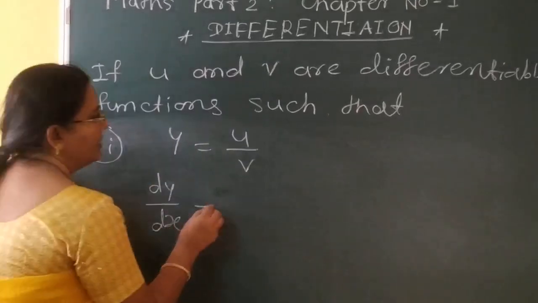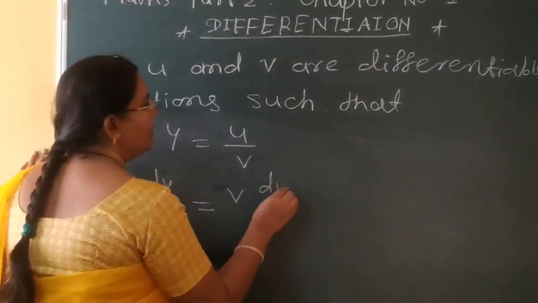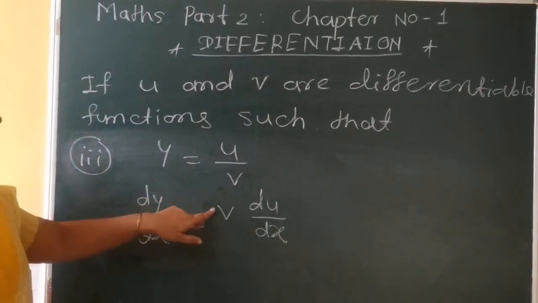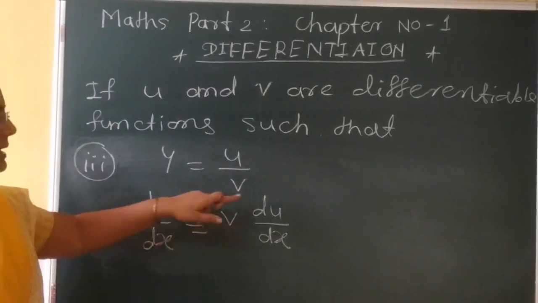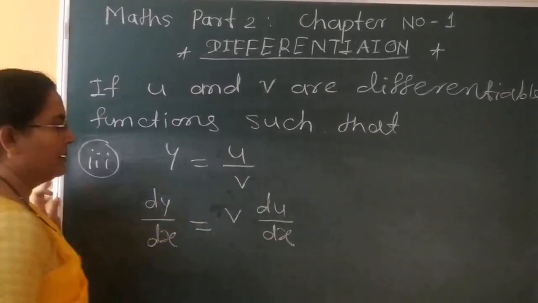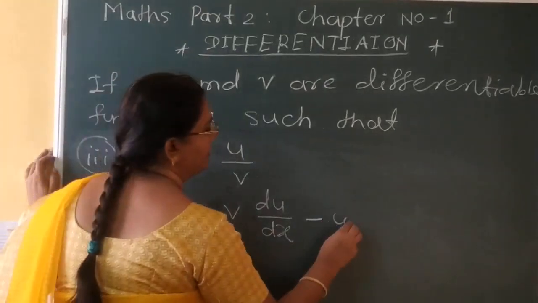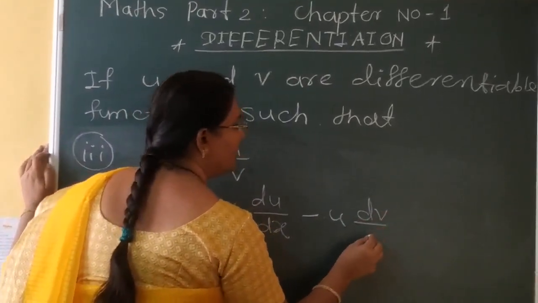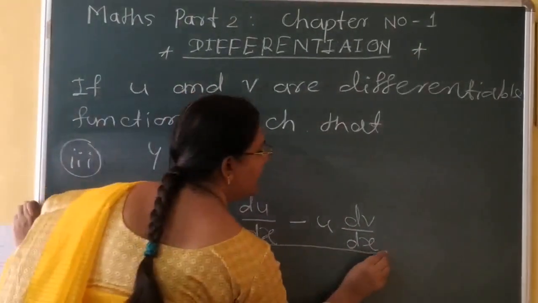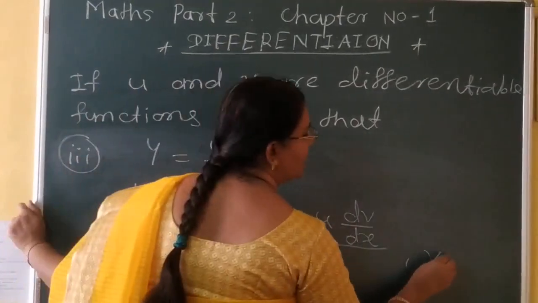Keep the denominator as it is and take the derivative of the numerator, that is du upon dx, minus keep the numerator u as it is and take the derivative of the denominator, that is dv upon dx, divided by v square, where v is not equal to 0.